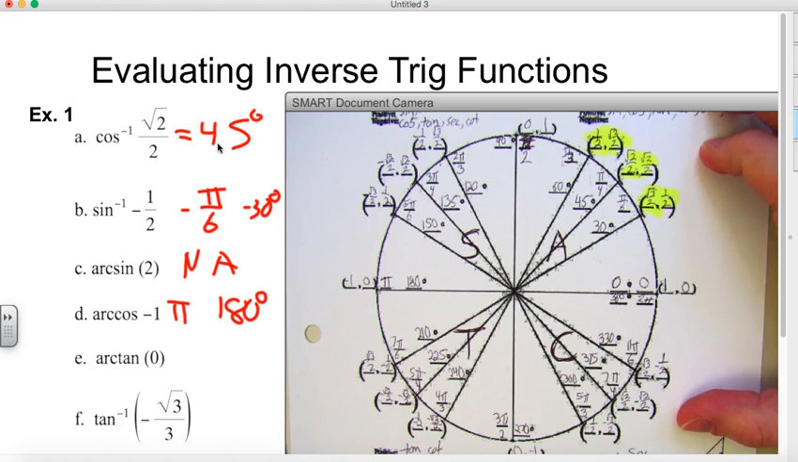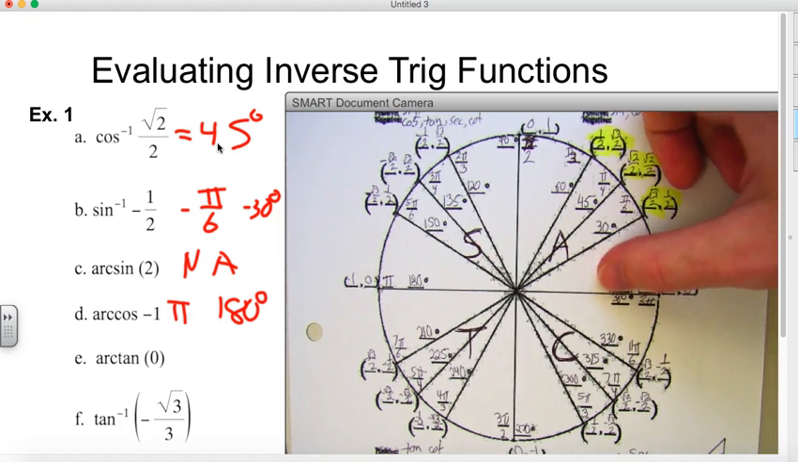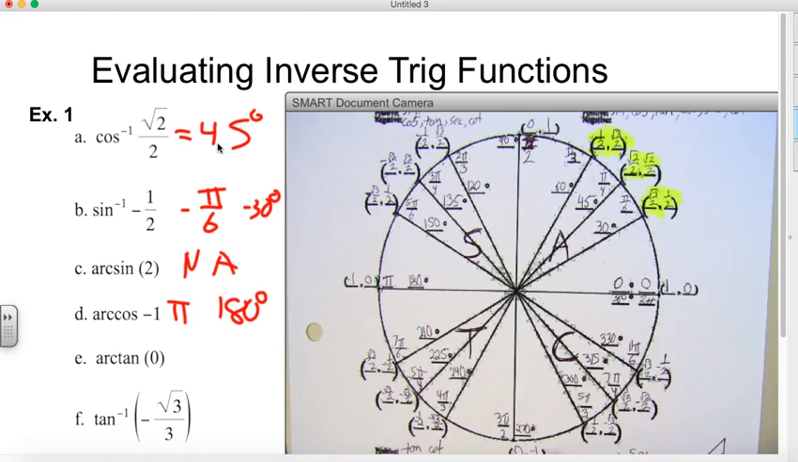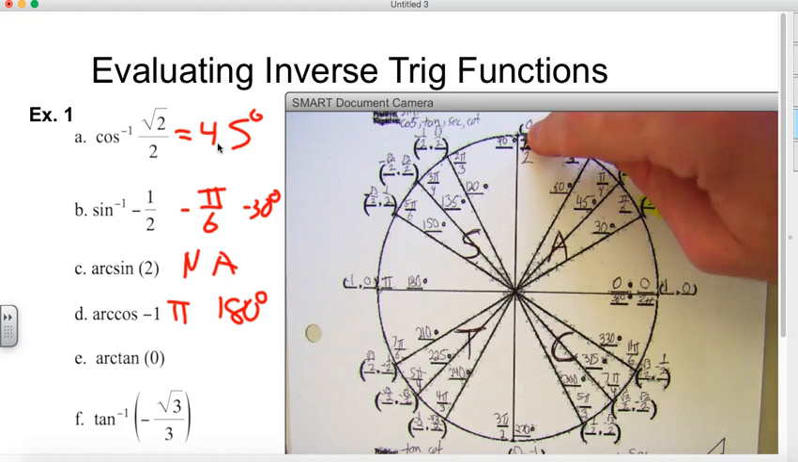Why don't we use 360 or 2 pi? Use 0, because for tangent and sine, the answer is always between negative 90 degrees and positive 90 degrees.